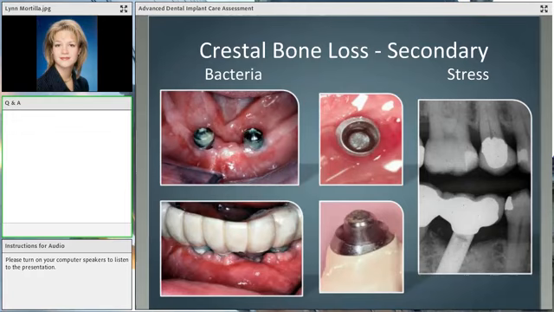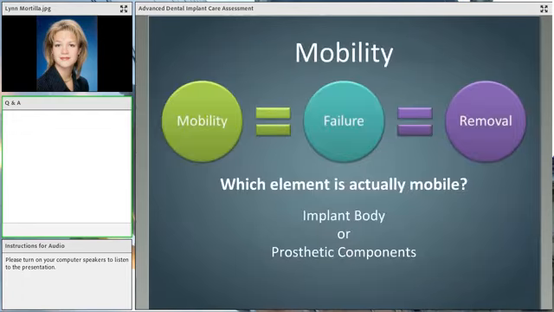Bacteria is, of course, another reason why we might see crestal bone loss, as you can see in this case here, or stress, overstressing. This screw is broken because something just didn't fit right or wasn't designed right. There was too much load here, and we saw this screw break. There's too much load here, or that load isn't evenly distributed, and that placement of that implant leaves something to be desired, and that's why the load is altered there.